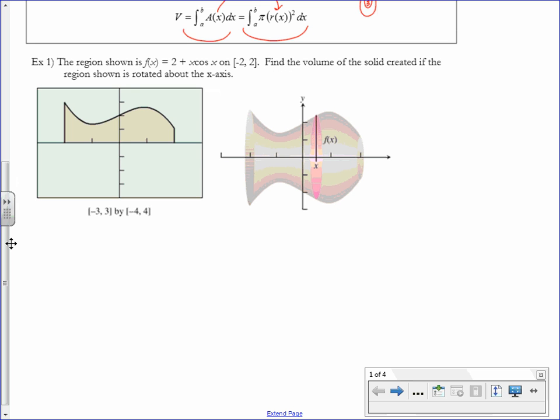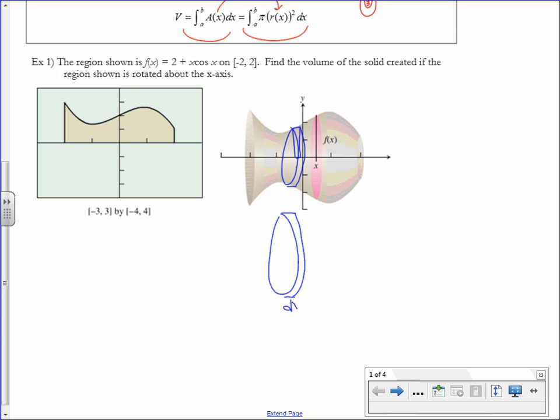All right, so now let's actually do it here. The region shown here is 2 plus x cosine x, from negative 2 to 2. Find the volume of the solid created if the region shown is rotated about the x-axis. What I always do with these is draw what's called a cross-sectional area. I draw in one of my representative rectangles, and if that's going to spin around the x-axis, it's going to look something like this. I'm going to have a disk.